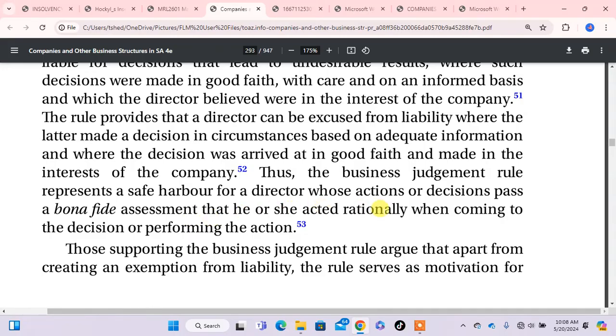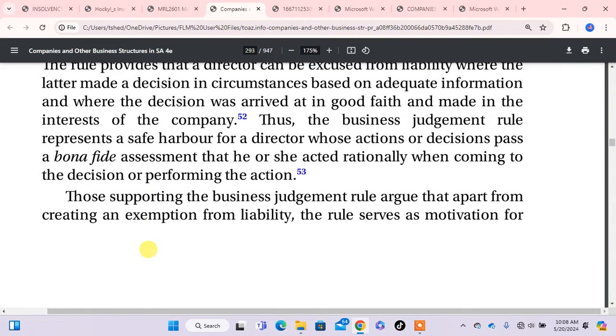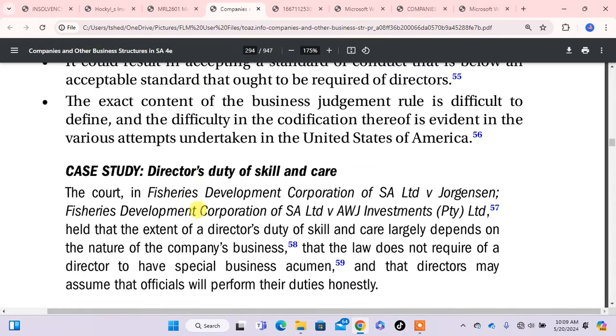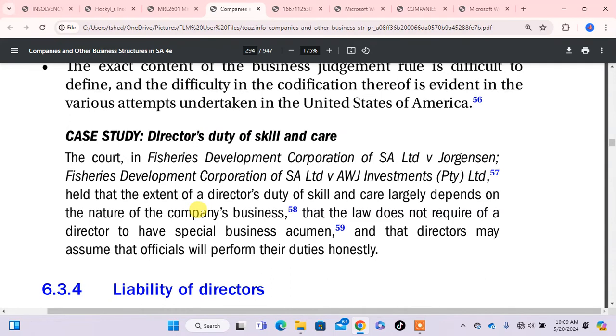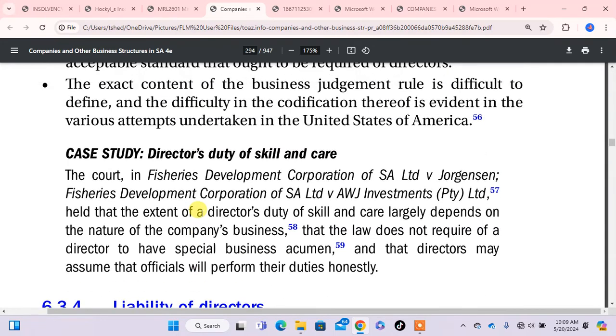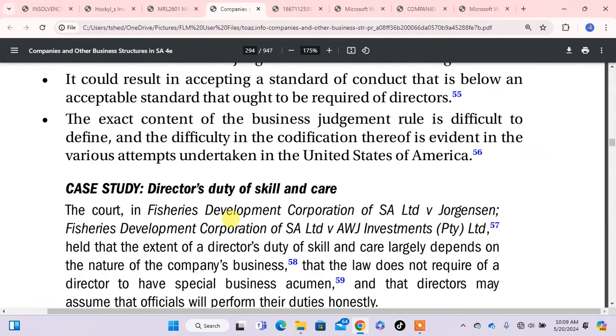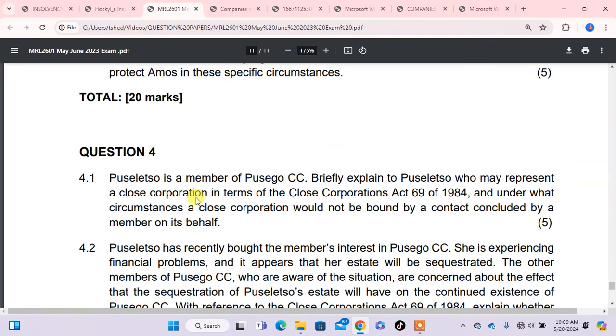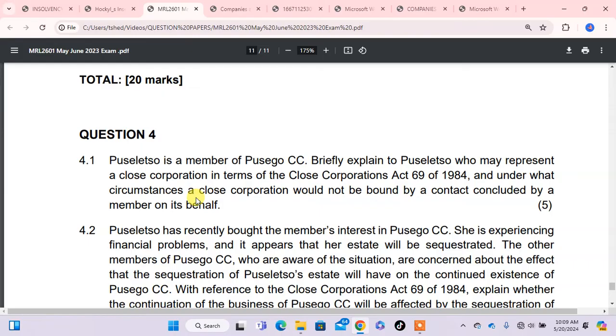A director whose action or decision is based upon a bona fide assessment. Then they talk about those supporting the judgment rule, and some of the things that we have already read. Then they give some cases about the judgment rule. They give the case, then it's up to you to go and read that case and summarize it. So I've already given you what it's like with the books that you must have on your side in order for you to know.